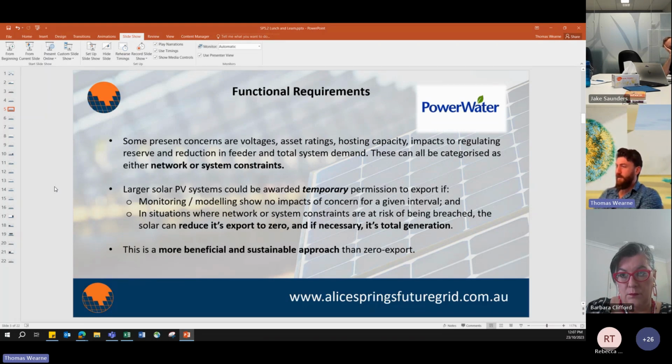So that's largely what we're talking about. We're talking about the ability to dial in and tell a system for the next 15 minutes or for the next 30 minutes, we've looked into the situation and we think you can export this much, and that's not going to violate any constraint that we're looking at on monitoring.